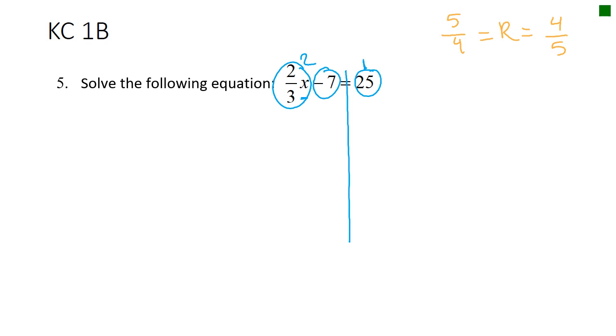To get rid of the x, I need to get rid of the other number first. So I know I have to work with -7 first, okay? To get rid of -7, again, it's negative, you're gonna have to add 7. Whatever you do to one side, you're gonna do it to the next side. Okay, 2/3 stay the same. Don't forget the x. -7 plus 7 cancels out, gives me 0. 25 plus 7 gives me 32.